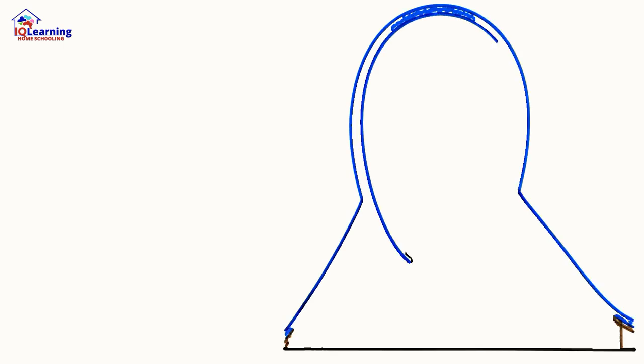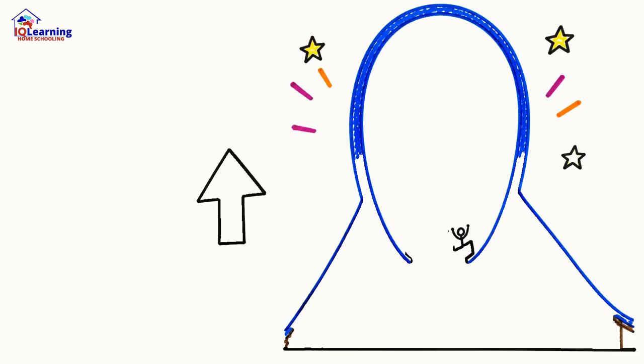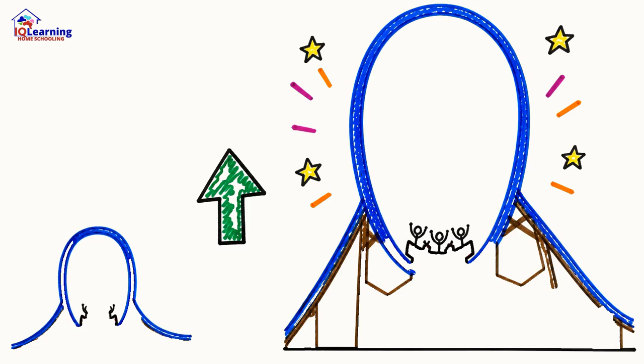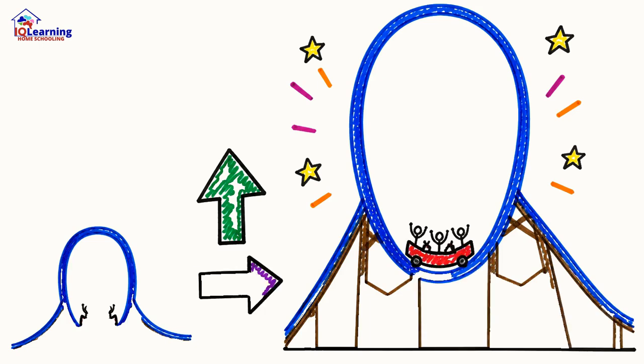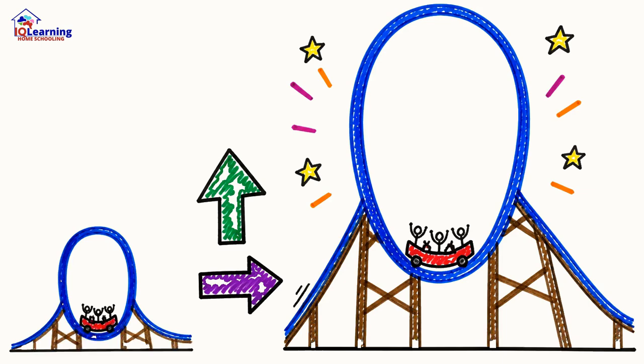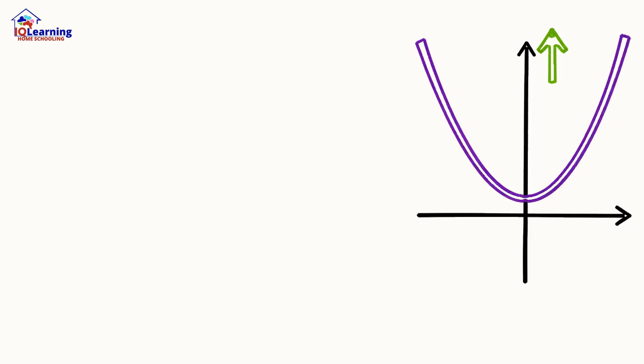Imagine you're designing a roller coaster. You have the perfect loop shape, defined by y equals x squared, but it's too small and too low. Do you start from scratch? No, you apply transformations. You shift it up and you stretch it out.